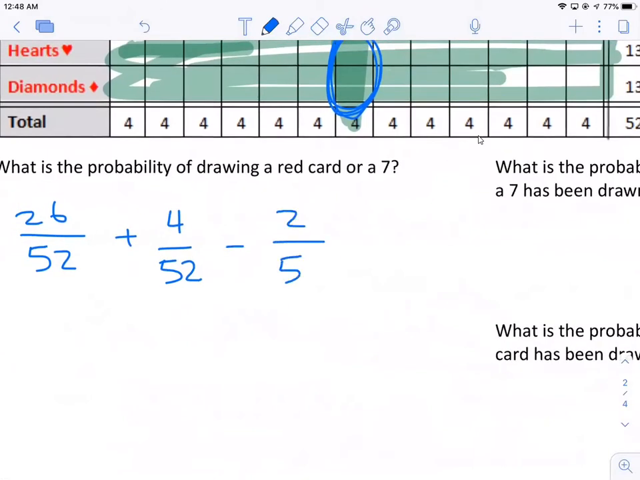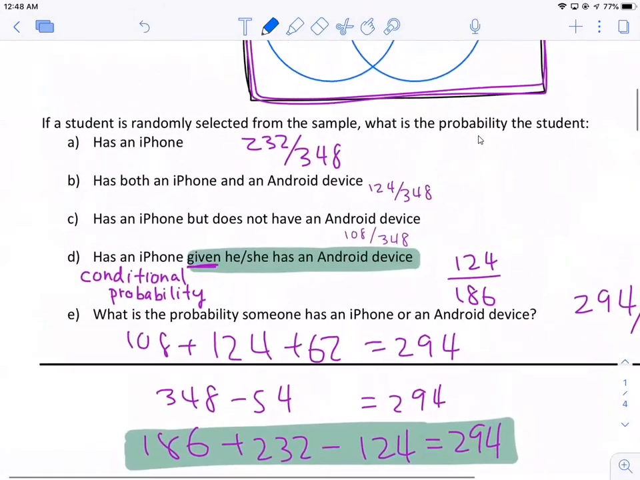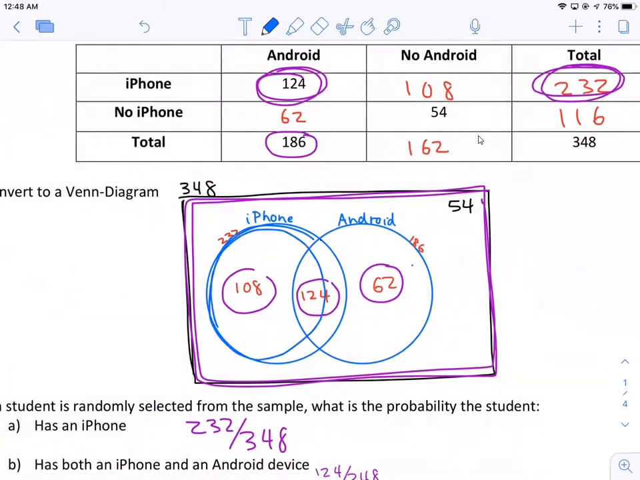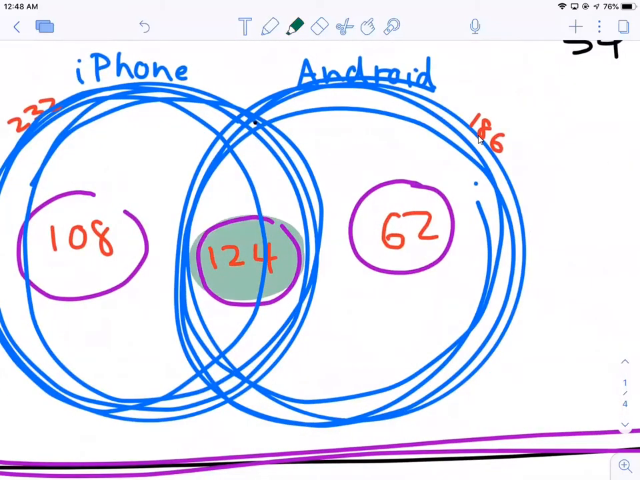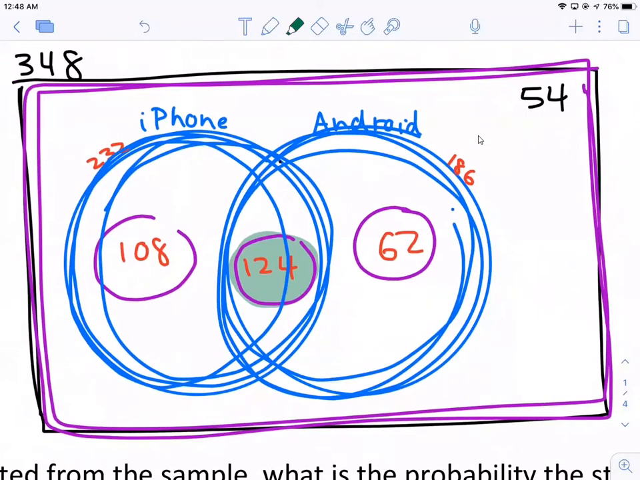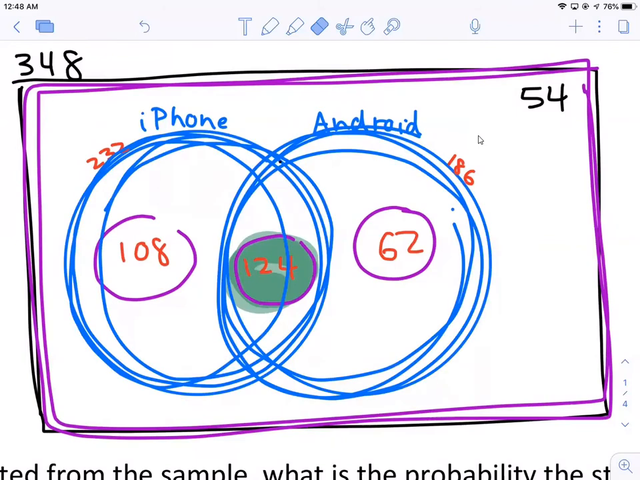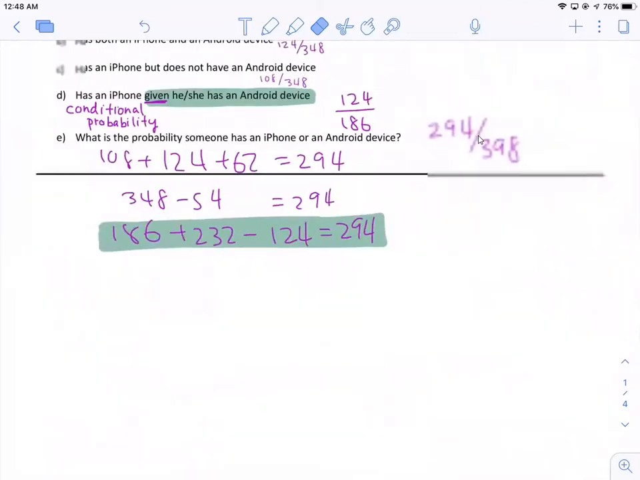So we actually need to subtract that overlap. And that's pretty much what we're doing here. When we did 232 plus 186, we had to subtract this overlap of 124 to avoid double counting the iPhone and Android users.